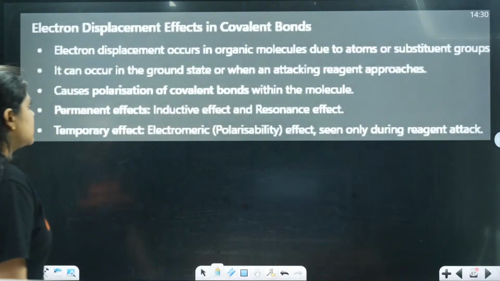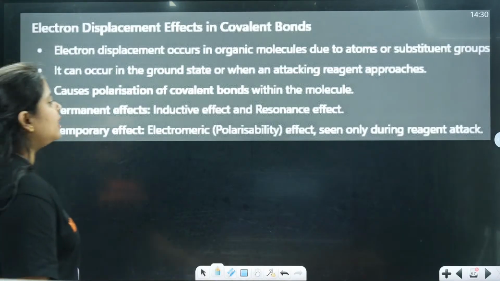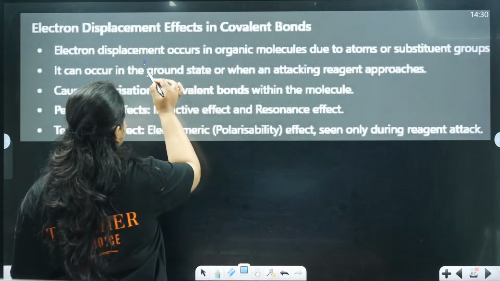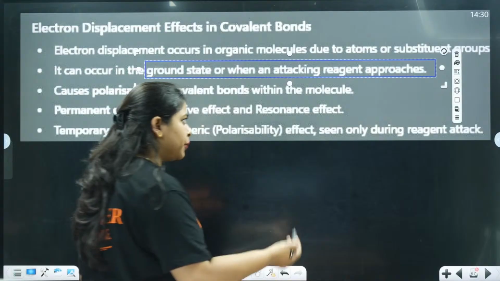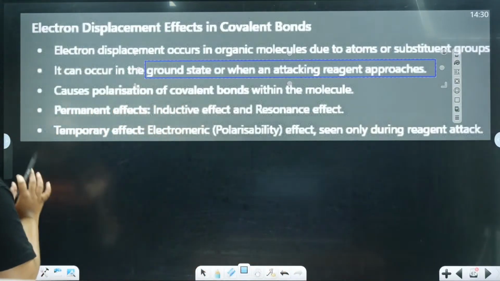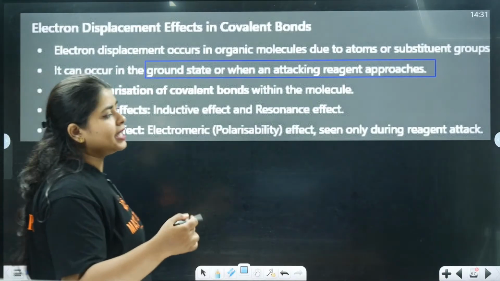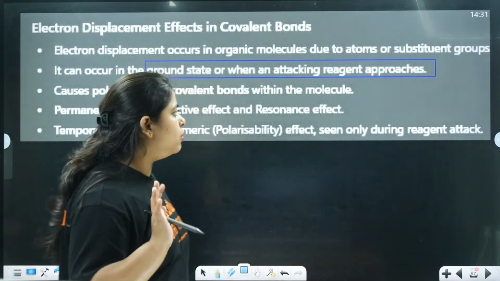Next comes electron displacement effects in covalent bonds. Now, electron displacement occurs in organic molecules due to atoms or substituent groups, and it can occur in the ground state or when the attacking reagent approaches. So it will happen sometimes in the ground state, or else when an attacking reagent is approaching. It can occur in the ground state, and it can also happen whenever a reagent is attacking.